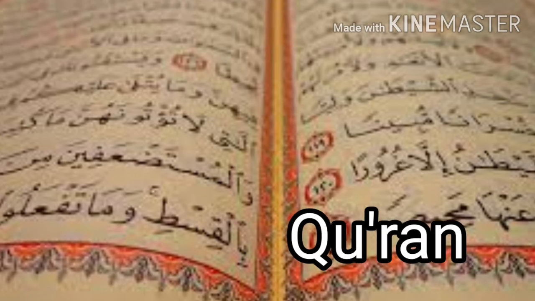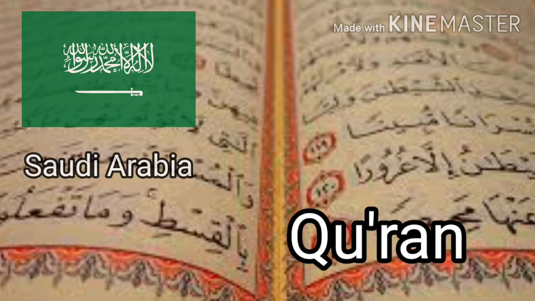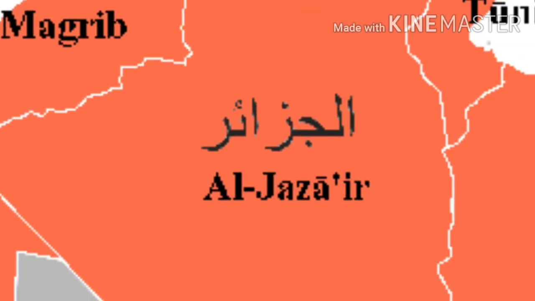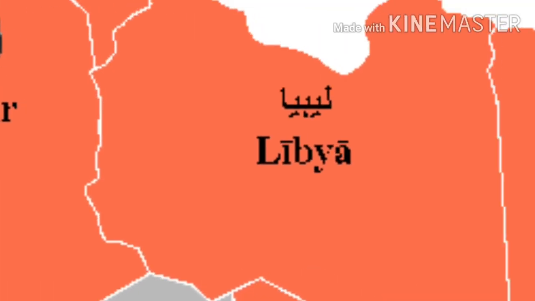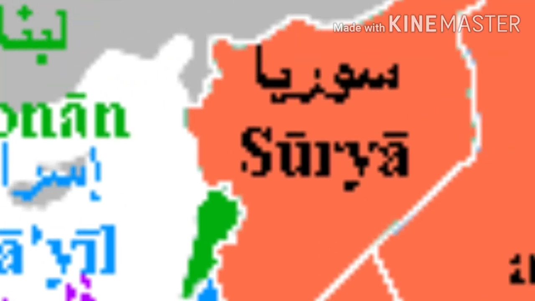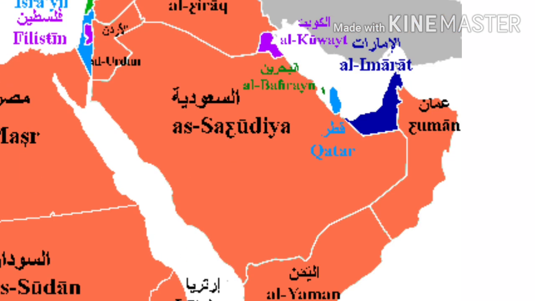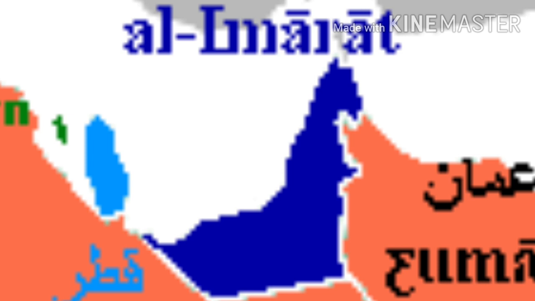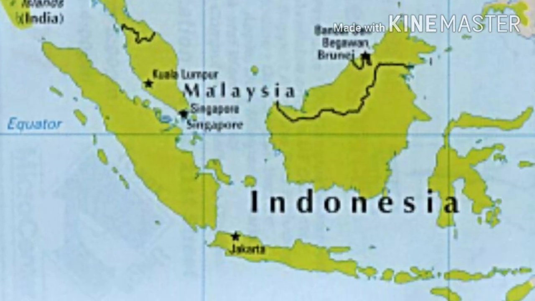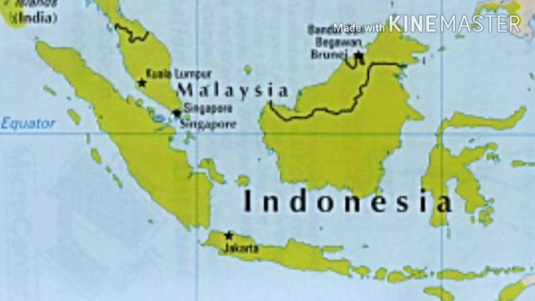And Arabic is the language of the Quran, the holy book of the Islamic faith, originating in Saudi Arabia. Arabic is spoken in Morocco, Algeria, Tunisia, Mauritania, Libya, Chad, Sudan, Egypt, Lebanon, Syria, Iraq, Jordan, Saudi Arabia, Kuwait, Qatar, Bahrain, the United Arab Emirates, Oman, Yemen, Eritrea, Djibouti, and Somalia. But countries like Indonesia and Malaysia use it as a second language.